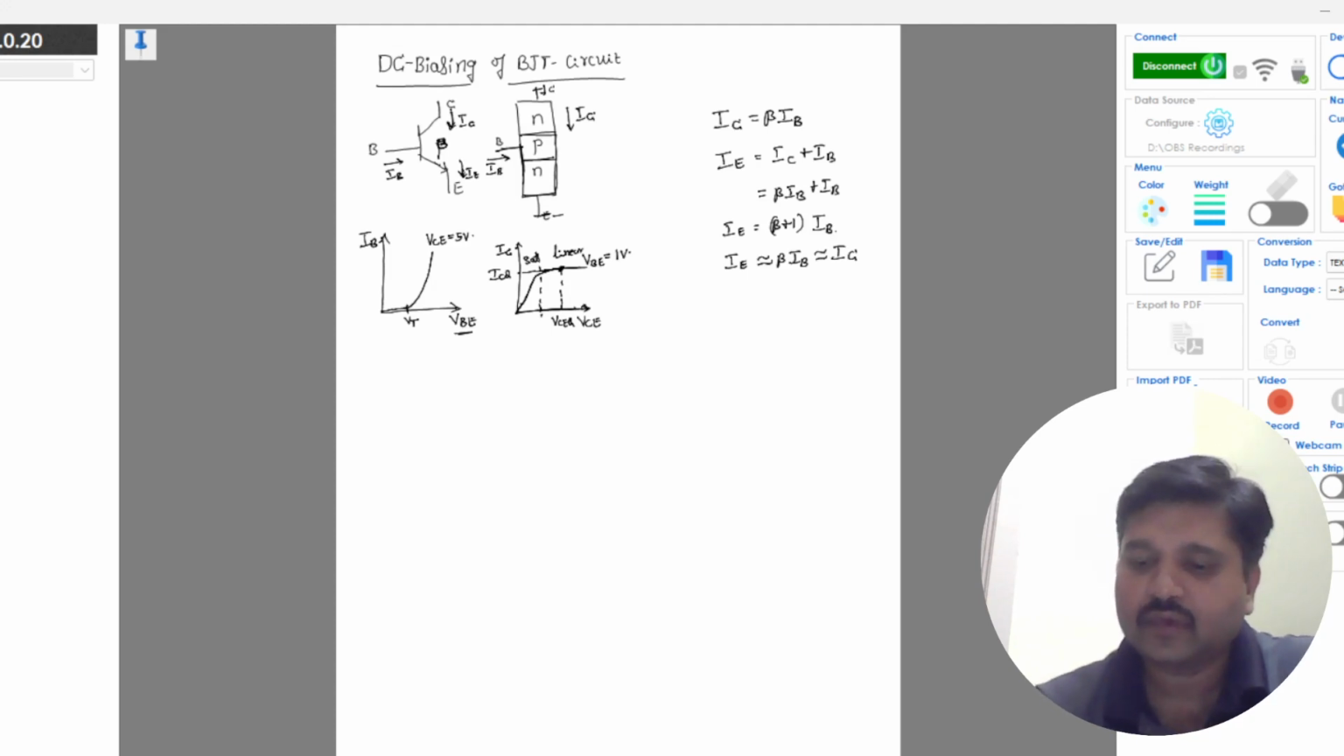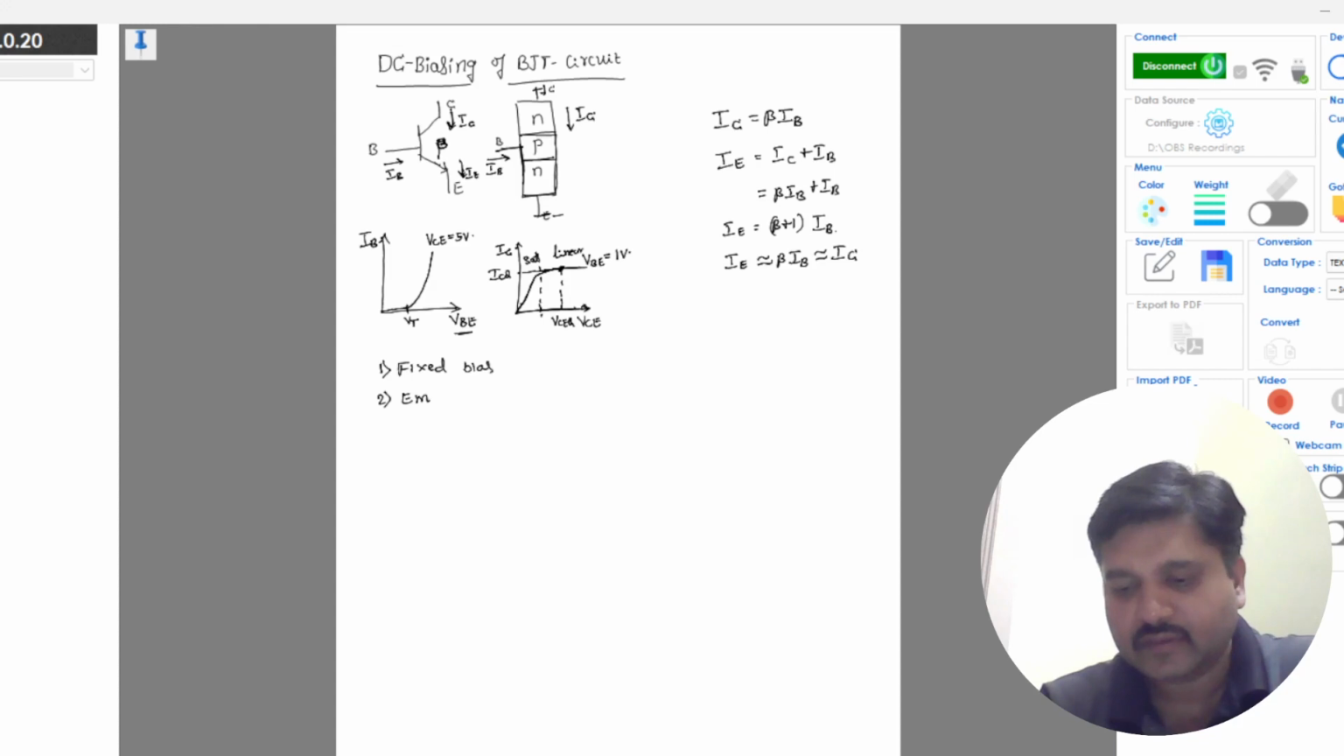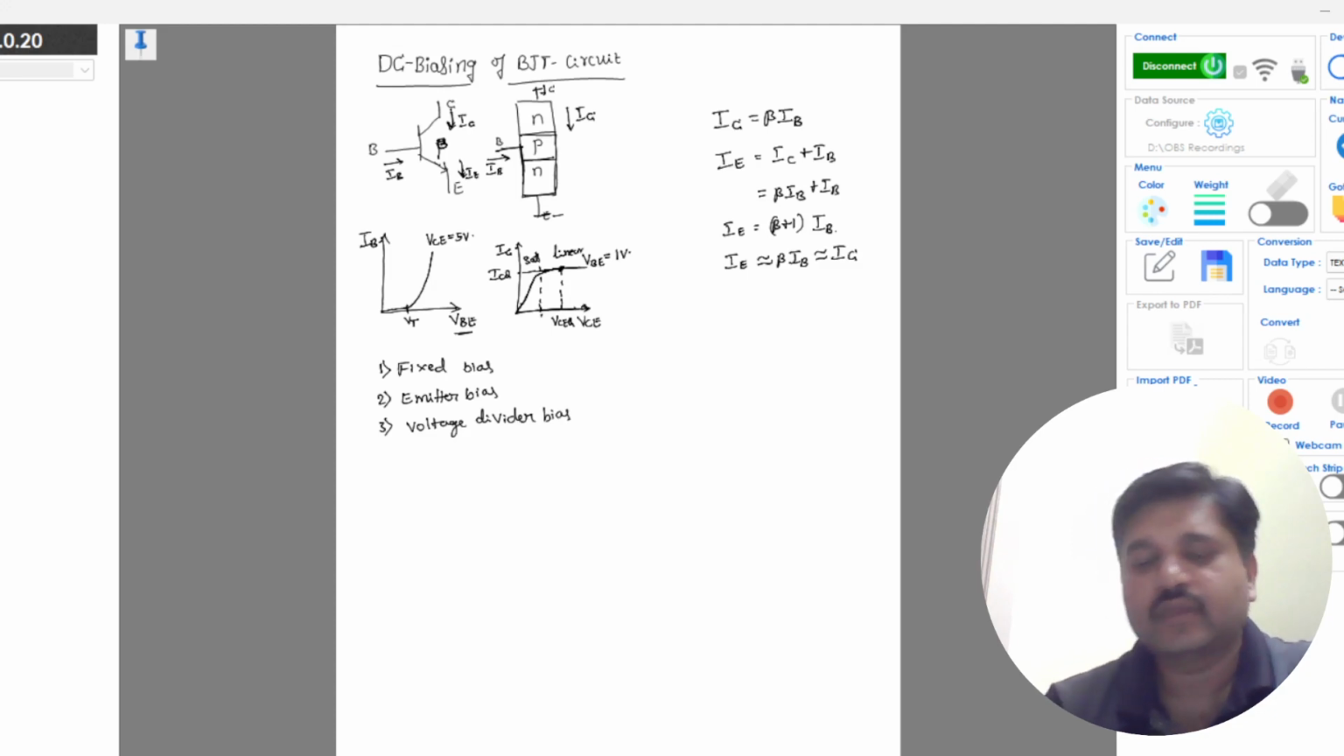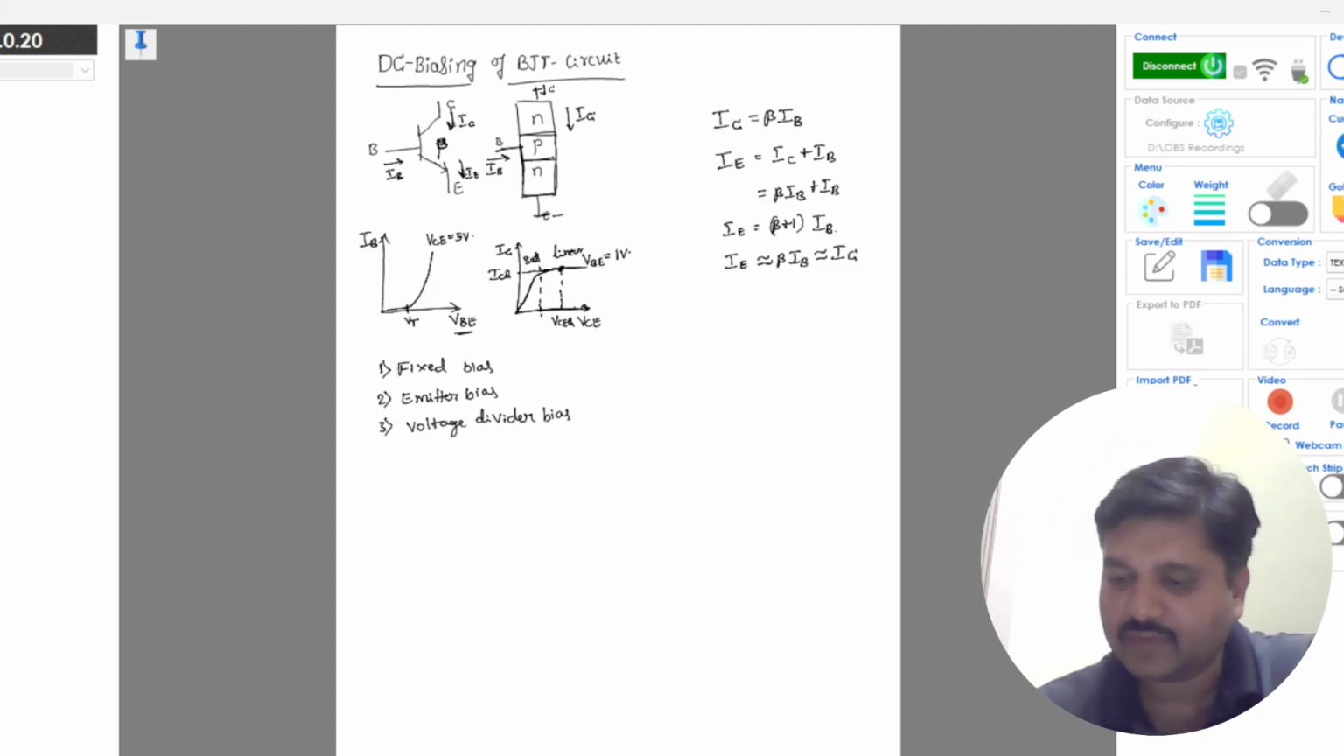Now coming to the biasing of the circuit, there are three types of biasing. One is fixed bias, the second is emitter bias, and the third is voltage divider bias. So these are the three types of biasing circuits. First we will start with the fixed bias.